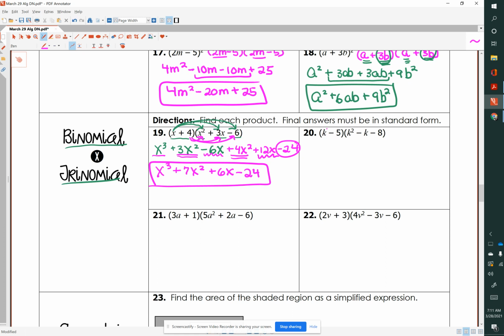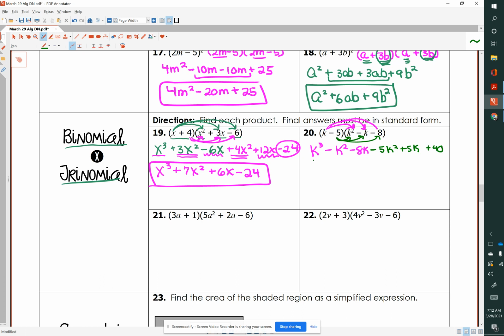So I'll start with the k. K times k squared is k to the third. K times negative k is negative k squared. And then k times negative 8 is negative 8k. So now I'm going to go ahead and multiply the second term. Negative 5 times k squared is negative 5k squared. Negative 5 times negative k is positive 5k. And then negative 5 times negative 8 is positive 40.